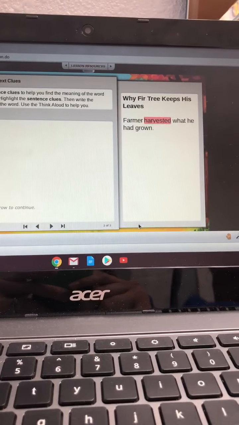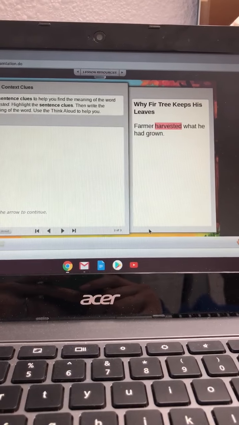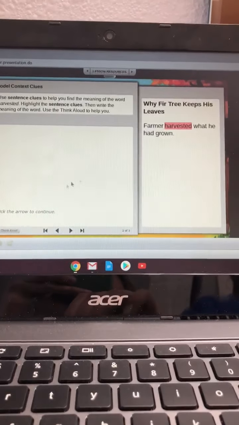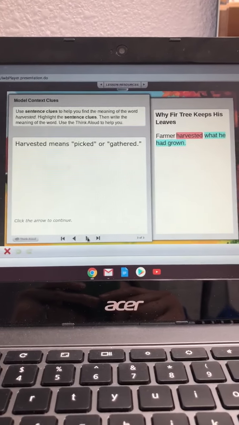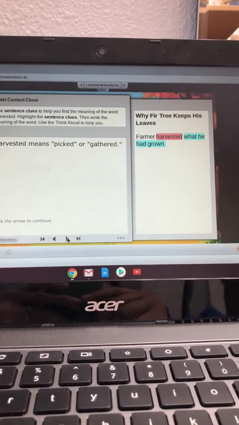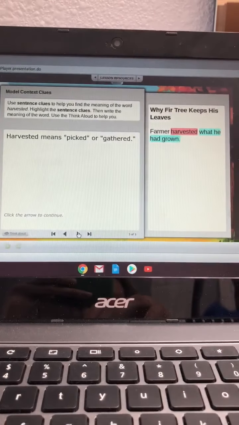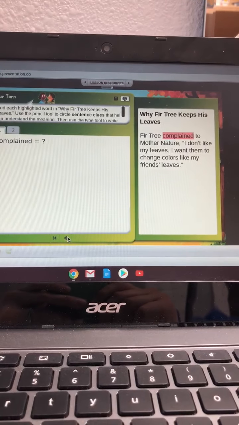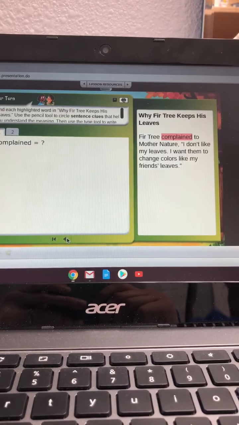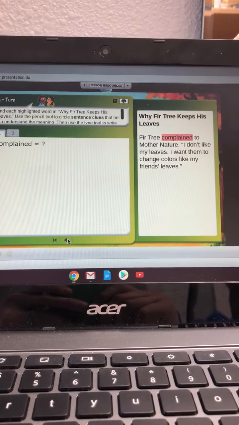So in our story, we had the sentence, a farmer harvested what he had grown. The word is harvested. You might not know what harvested means, but the farmer harvested what he had grown. Harvested means picked or gathered. Now what about here? Fir tree complained to Mother Nature. I don't like my leaves. I want them to change colors like my friend's leaves.